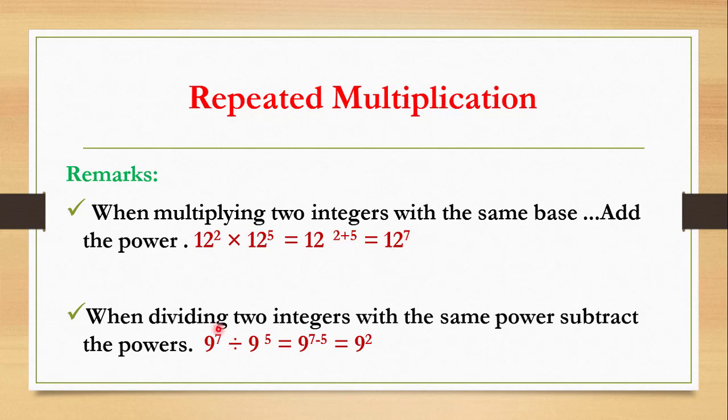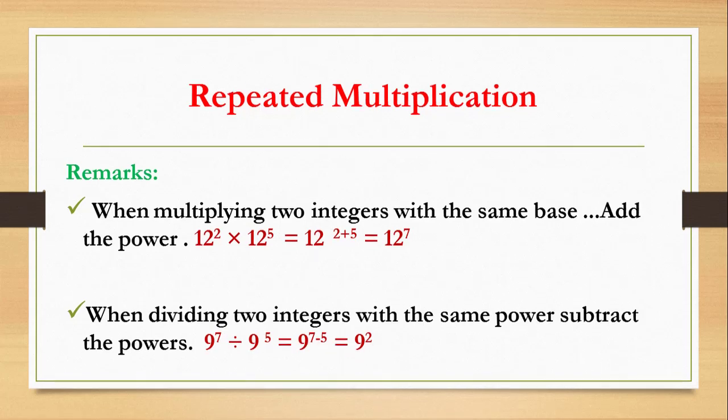Okay, and vice versa, if we are dividing two integers, here we have the same base dividing, so subtract the powers. It means 9 to the power 7 divided by 9 to the power 5 will be 9 to the power 7 minus 5. It means 9 to the power 2.